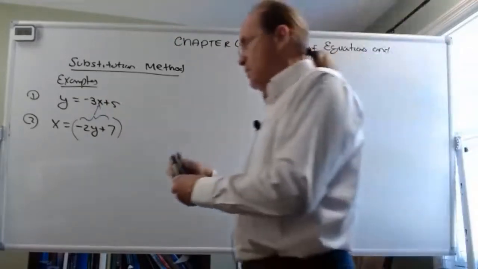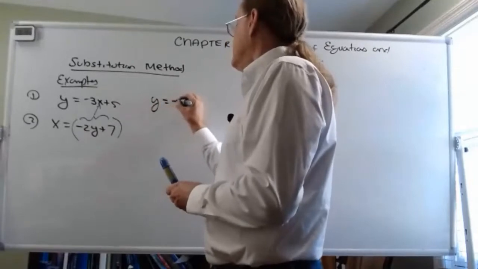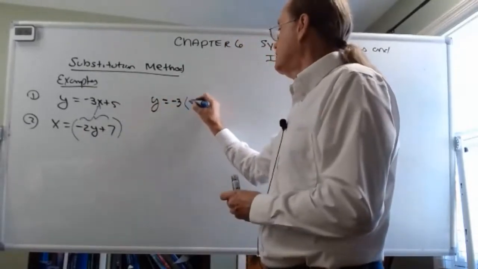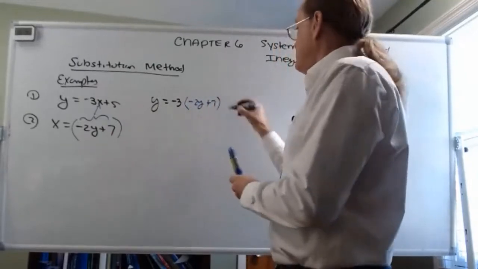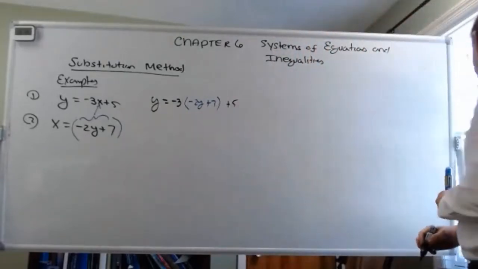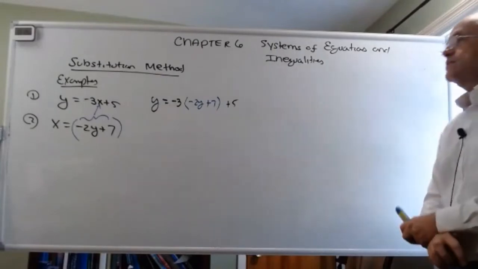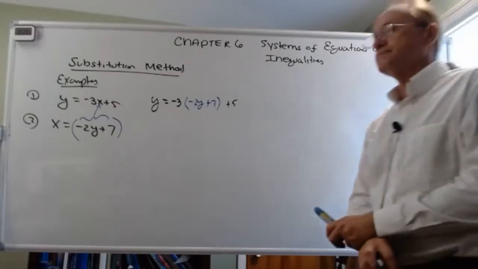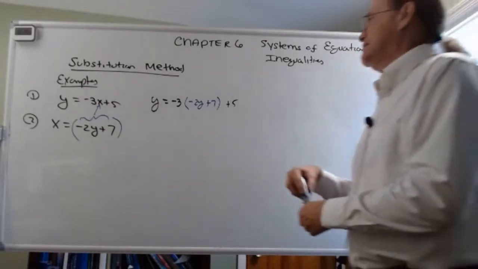So doing so, I would get y is equal to a negative 3 times x. Okay, x in terms of y is negative 2y plus 7, plus 5. Okay, carry this through. Solve that, in this case now, for y. Take that first equation and solve for y. I'll do it quickly in my head and see if we get the same answer.